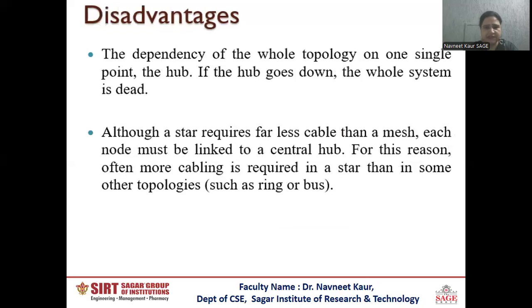Now coming to the disadvantage, we can see that the whole topology depends on a single point, the hub. If the hub fails, the whole system is dead. Also, a star requires less cable than a mesh topology system, but here each node must be linked to a central hub. So, more cabling is required in a star than in some other topologies like ring or bus, which will be discussed in further slides.